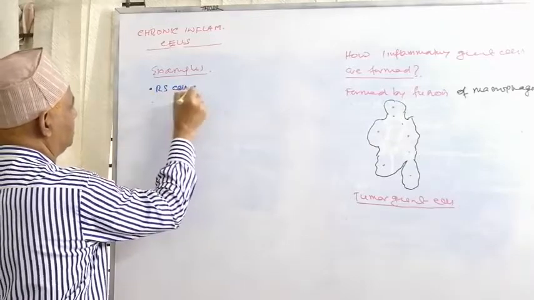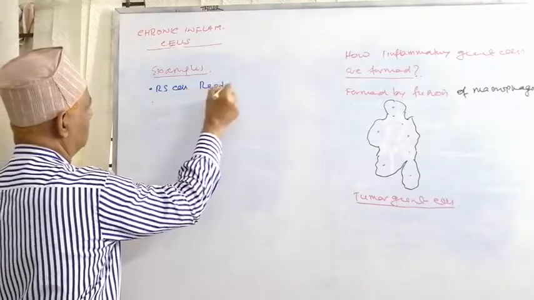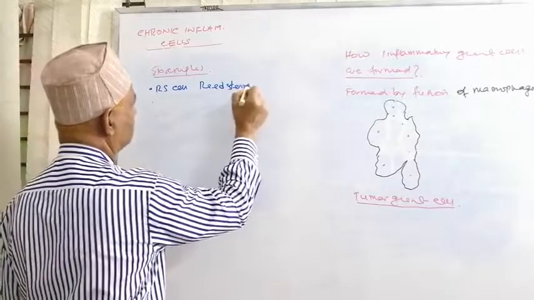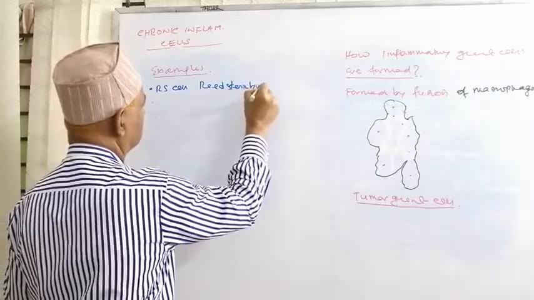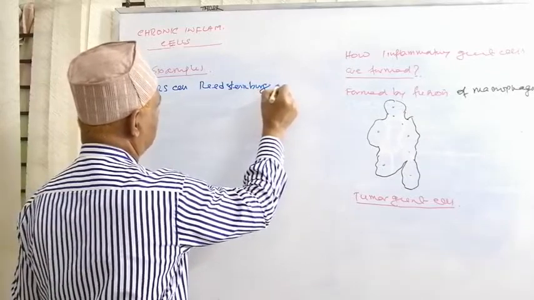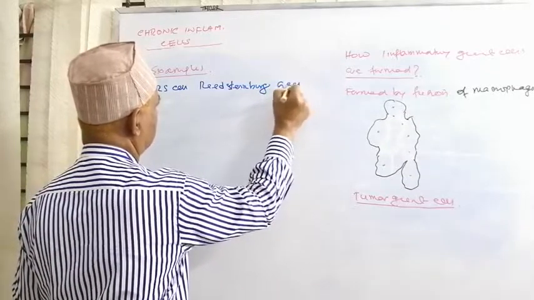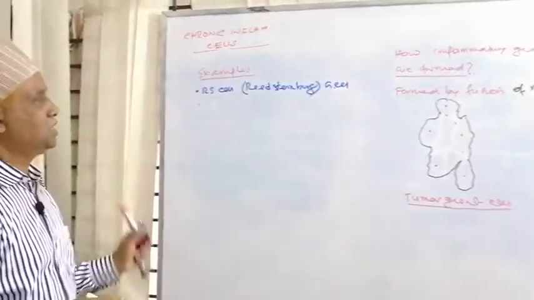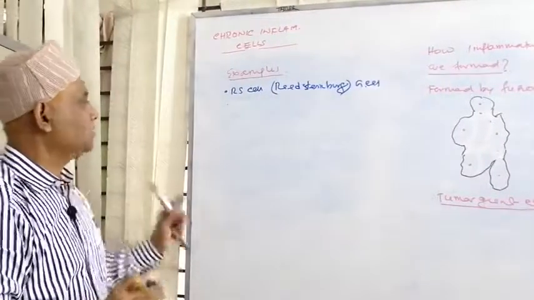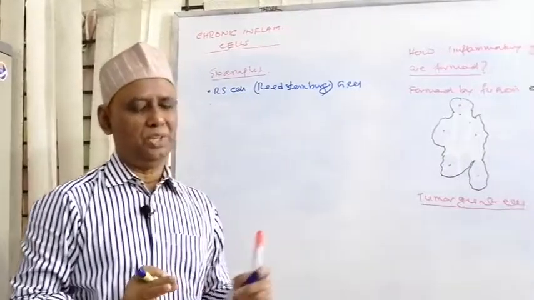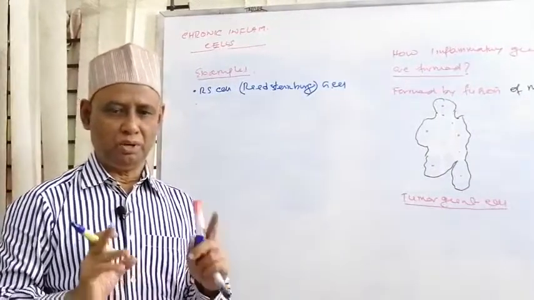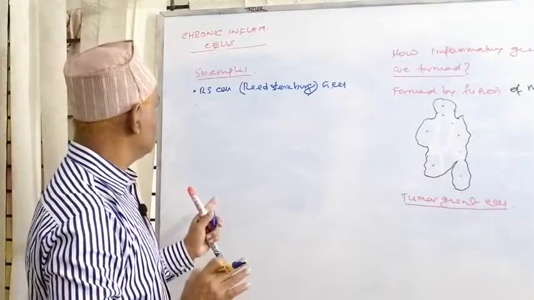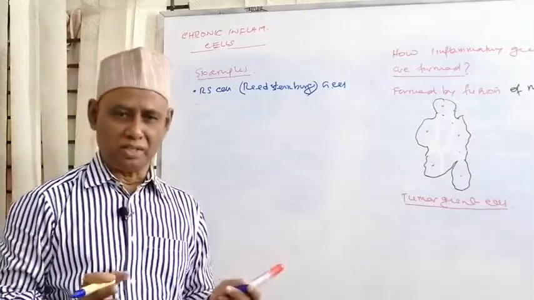Examples of tumor giant cell: RS cell, Reed-Sternberg giant cell. It is found in Hodgkin's disease. There are many types of RS cell, classical RS cell and variants of RS cell.